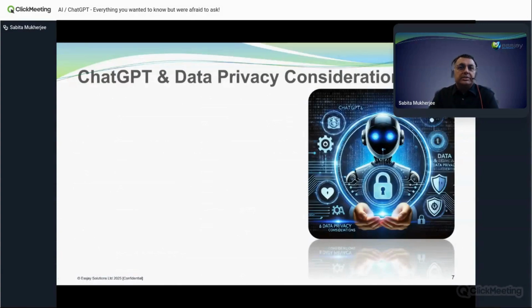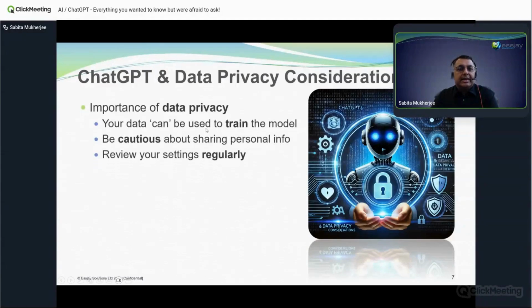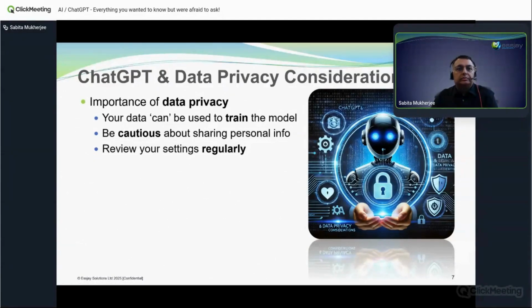Like most new advances in technology, whilst they are powerful, it's also very important to understand data privacy considerations. Your data can be used to train the model. So we need to be very careful about what data we share, and we all need to ensure that sensitive data is not input into public AI models. There are settings you can change to limit what is shared, but these options are changing regularly as the tools advance.